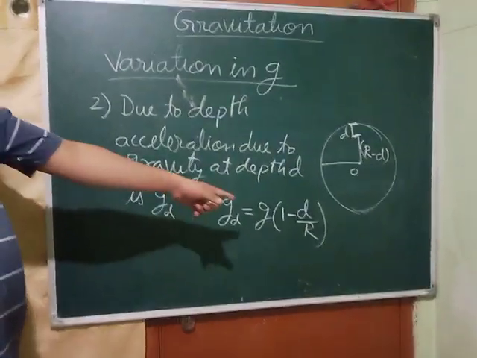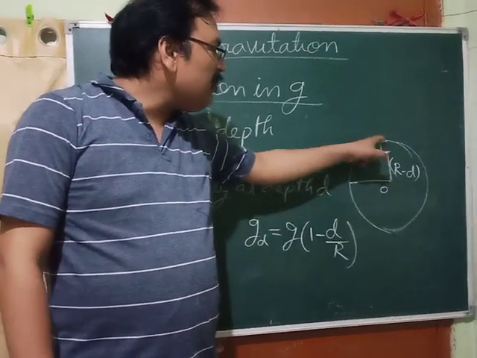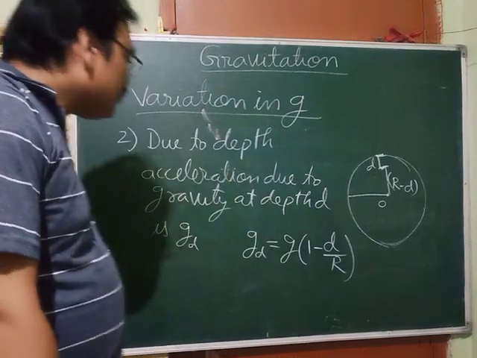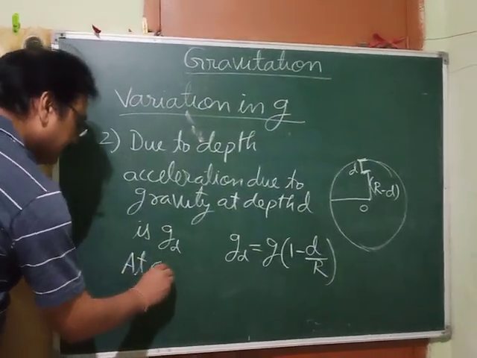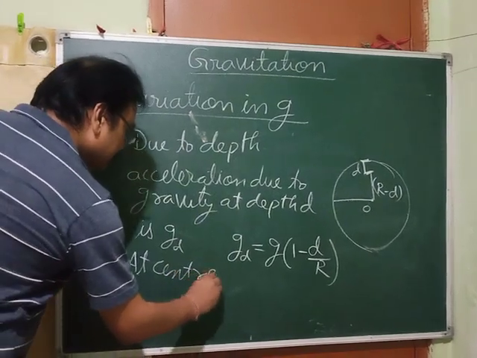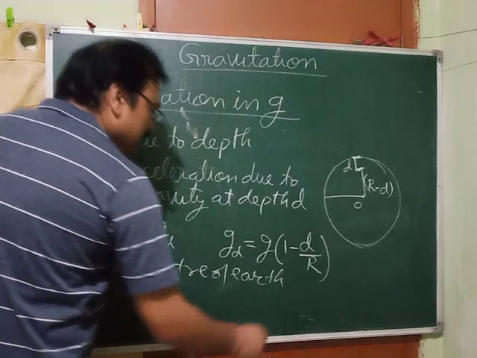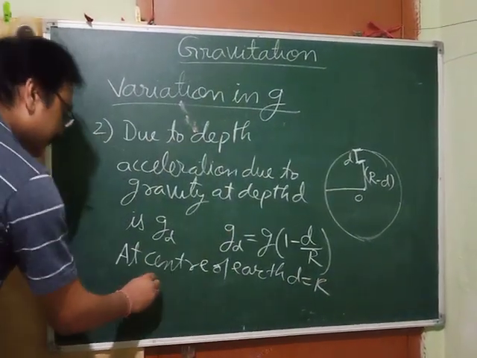Now see what will happen at the center of the earth. When you have reached the center of the earth, how much depth have you covered? That is equal to the radius of the earth. So what can we write? At the center of the earth, d is equal to how much? It is equal to r. So what will we get?